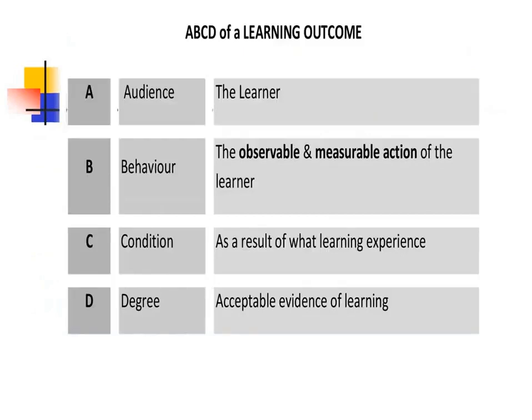Now, what is this ABCD of learning outcome? A stands for audience, B for behavior, C for condition, and D for degree. Audience, that is the learner. B is the behavior, that is measurable and observable. C is the condition, as a result of what learning happens. And D is the degree, that is acceptable evidence of learning.